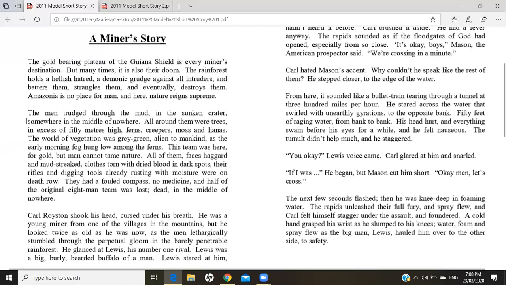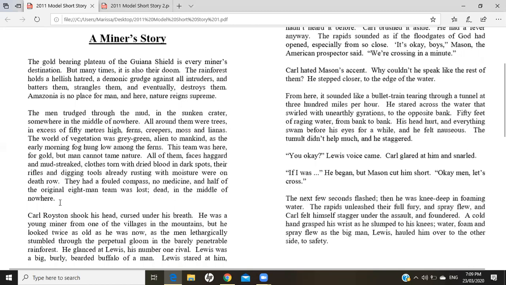So the second paragraph is where he's going to begin to introduce some characters to us. The men trudge through the mud in the sunken crater somewhere in the middle of nowhere. Again, he's giving us descriptions, right? All around them were trees in excess of 50 meters high, ferns, creepers, moss, and lianas. The world of vegetation was gray-green, alien to mankind, as the early morning fog hung low among the ferns. This team was here for gold, but man cannot tame nature. All of them, faces haggard and mud-streaked, clothes torn with dried blood and dark spots, their rifles and digging tools already rusting with moisture, were on death row. They had a fouled compass, no medicine, and half of the original 8-man team was lost, dead, in the middle of nowhere.